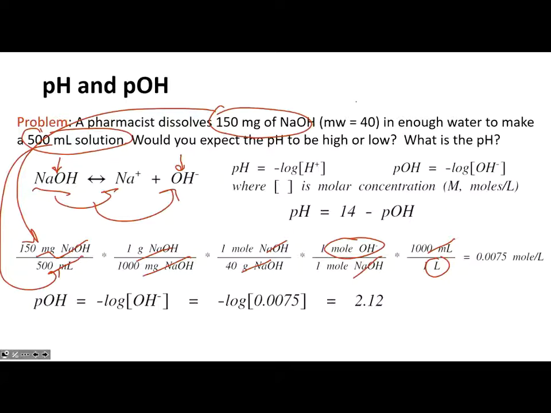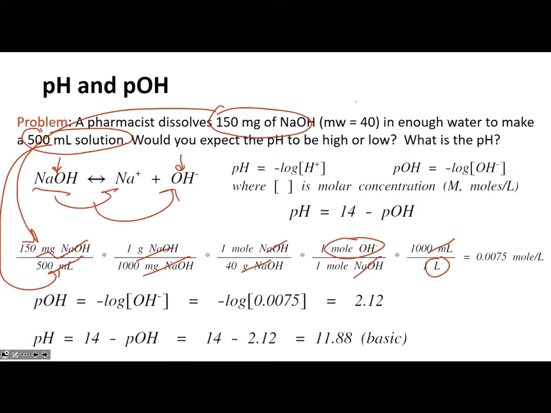All right, let's just finish it. Our pOH is 2.12. Is that our answer? No, we want pH, right? So let's finish by saying pH is equal to 14 minus pOH. So we do 14 minus 2.12. The result is 11.88. Is that an acidic, basic, or neutral value? That's basic, right? Anything greater than 7, certainly that much greater than 7, I would consider a basic pH.